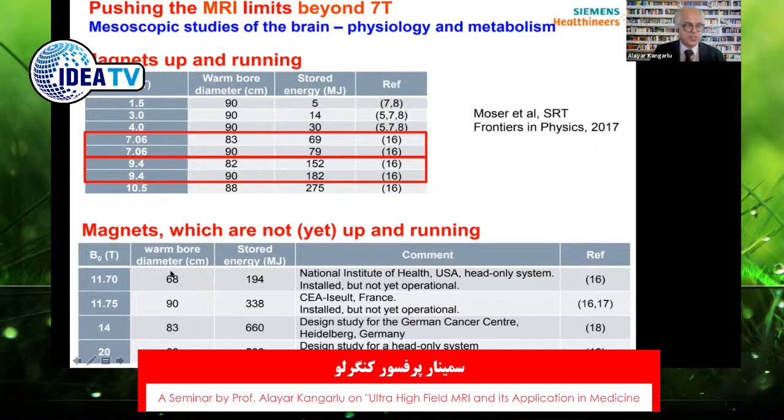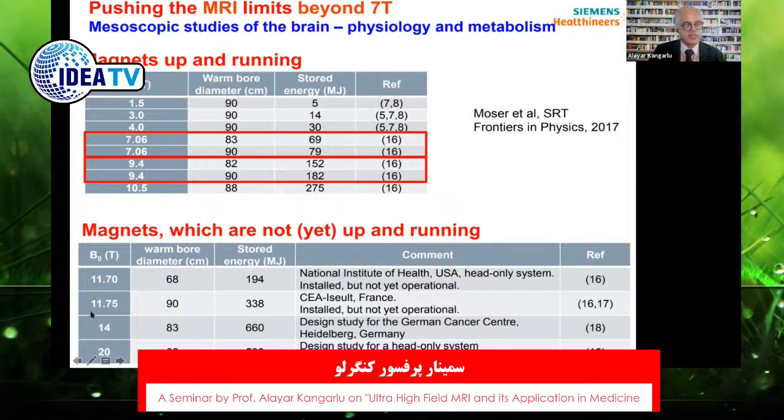As I told you, there are plans to push the field even higher. 11.7 Tesla scanners are actually built. There's one at NIH and one at Neurospin in France that just came online. The one in Neurospin came online, I believe, in July of 2019. It operates at 11.75 Tesla.